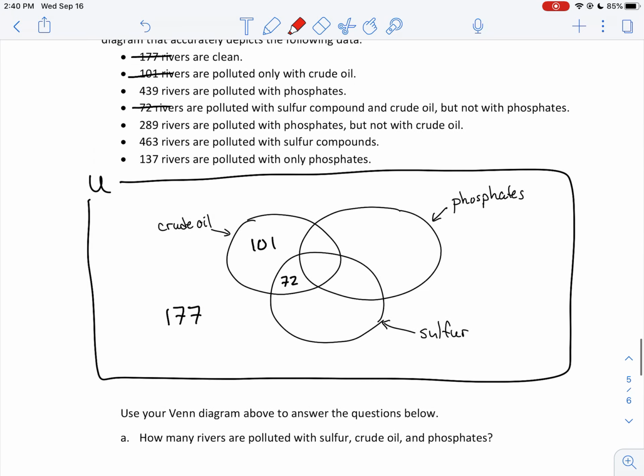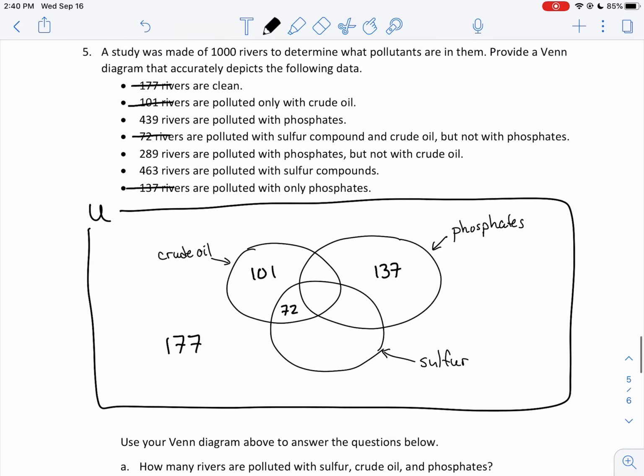And the last one is 137 rivers are polluted only with phosphates. So that number we can throw right into this list. Only with phosphates, that puts the 137 right there. Okay, let's see if we can figure out the rest of this from this information alone. Knowing that there's 1,000 rivers is going to be useful. And we have 3 bullets that I wasn't able to just put a number right into. So maybe let's focus on those first.